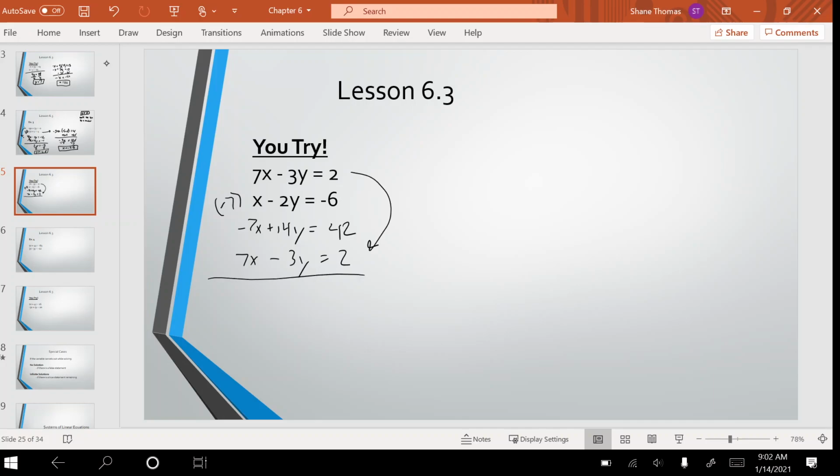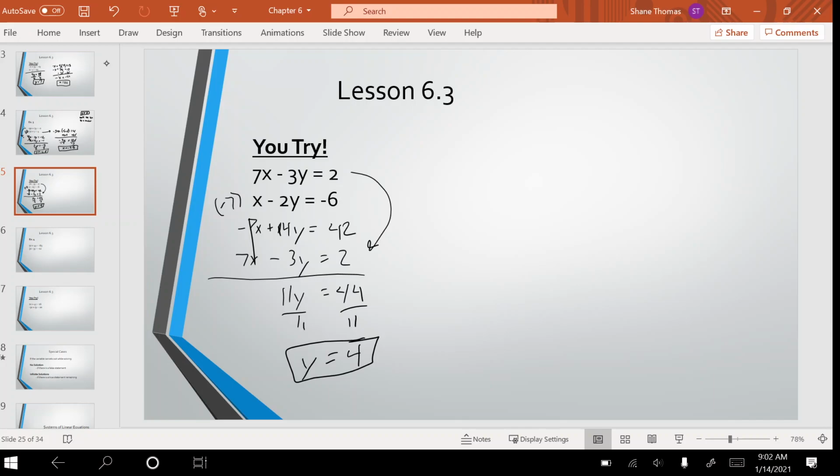All right, now my x's are going to cancel out. Boom, gone. 14y minus 3y is going to be what? 11y. 42 plus 2 is going to be what? 44. 44 divided by 11, y equals 4. Boom, first one done. Now I'm going to take that and plug it back into one of the originals.